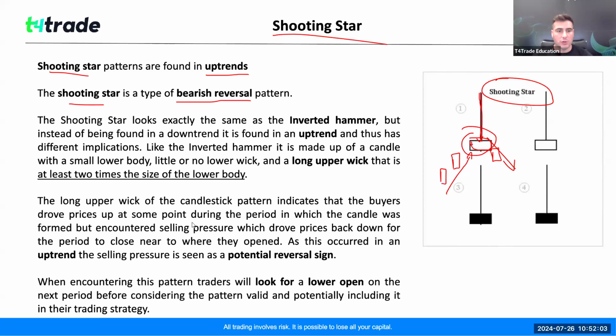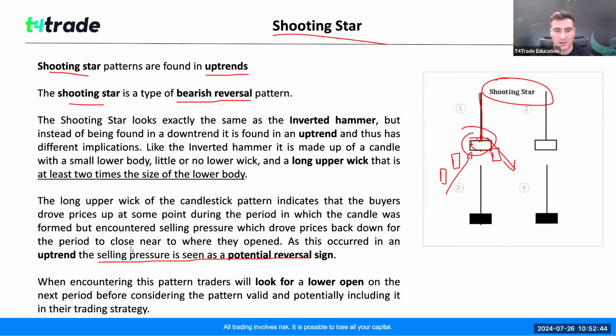Okay, which at the end of the day indicates that the buyers drove prices up at some point during the period in which the candle was formed, but short selling pressure drove prices back down for a period closer to where the market had opened. If this occurs in an uptrend, the selling pressure is seen as a potential reversal signal. Okay, again, the proportionality parameter also applies here. So the larger the wick is compared to the real body, the more significant it is, because it signals much stronger selling pressure.